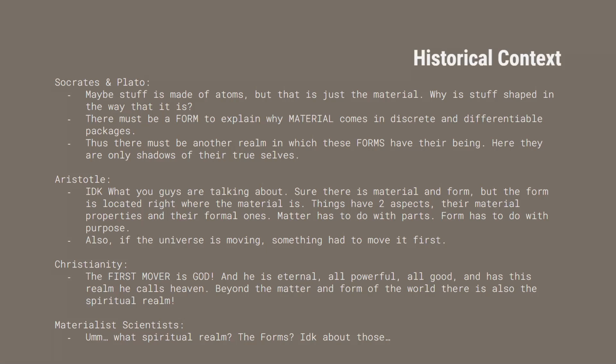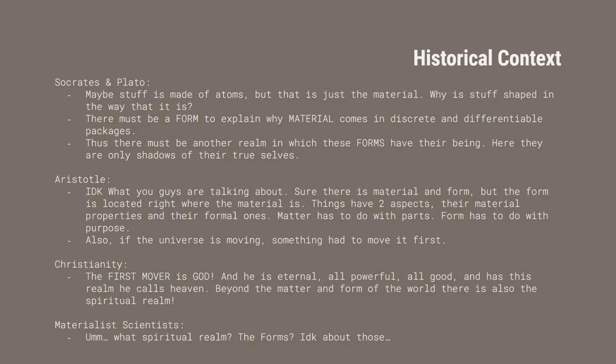After Aristotle, we get the rise of Christianity, and Western religion in general, and Christianity sort of blows a lot of this early philosophy out of the water, at least insofar as it becomes very widespread. Christianity takes Aristotle seriously and says, look, the first mover is God. God's eternal. He's all powerful. He's all good. And he's got this realm called heaven. And beyond the matter and form of the world, there is also this third realm, the spiritual realm.